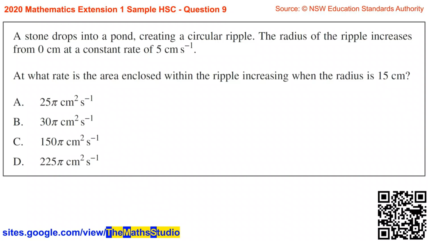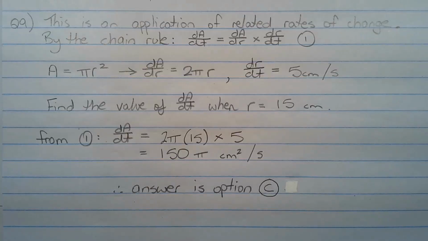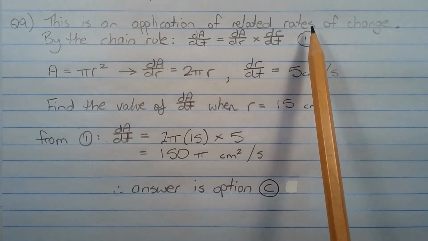Question 9. A stone drops into a pond, creating a circular ripple. The radius of the ripple increases from 0 centimeters at a constant rate of 5 centimeters per second. At what rate is the area enclosed within the ripple increasing when the radius is 15 centimeters? This is an application of related rates of change.